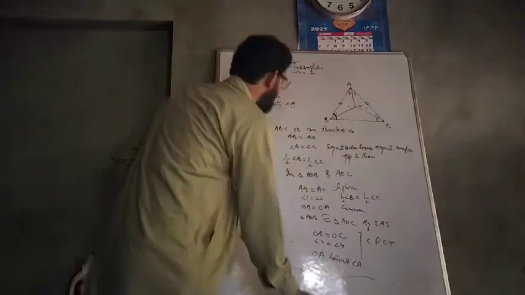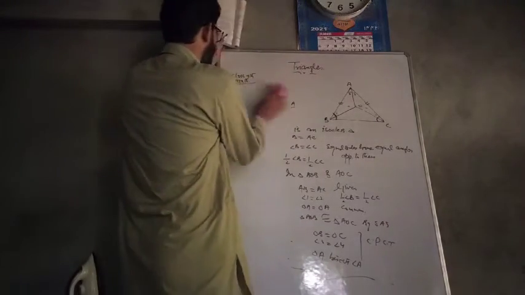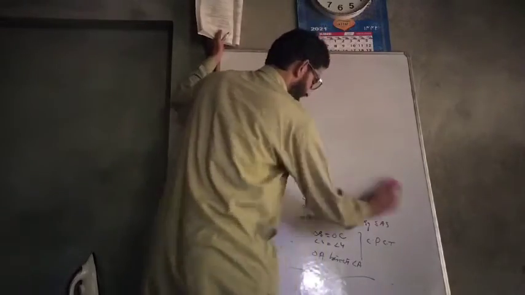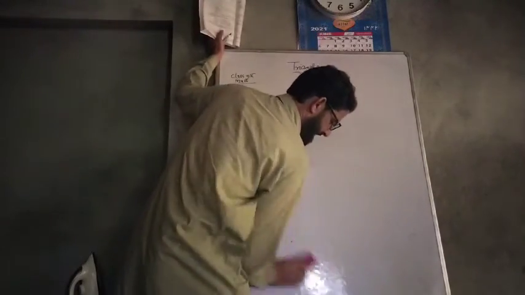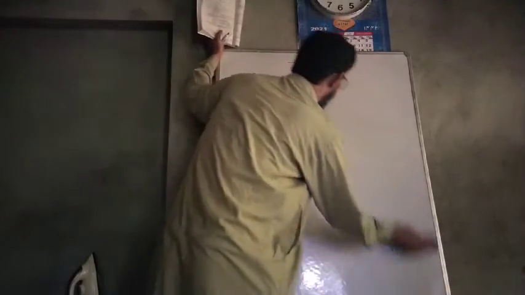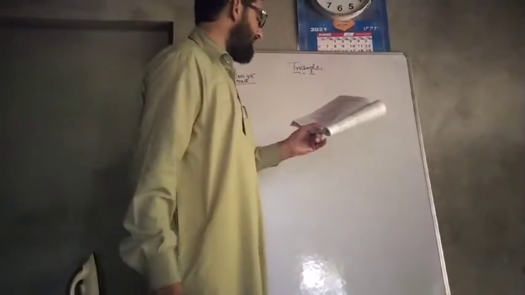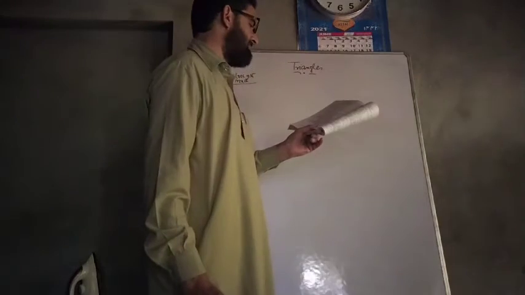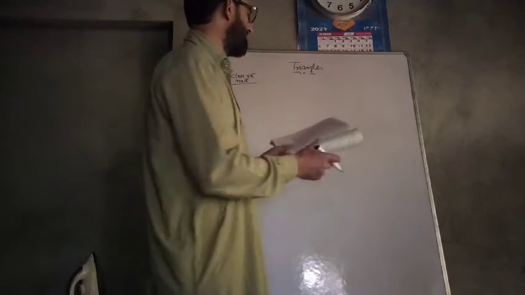Now question number 2 is: ABC is a triangle. AD is the perpendicular bisector of BC. Now ABC is a triangle.